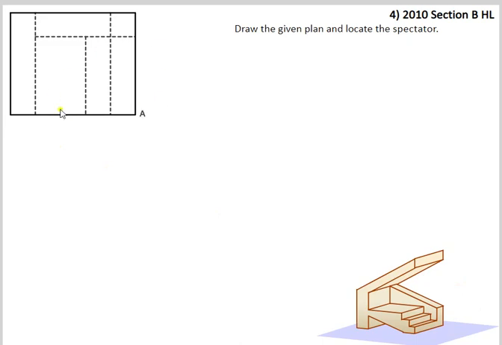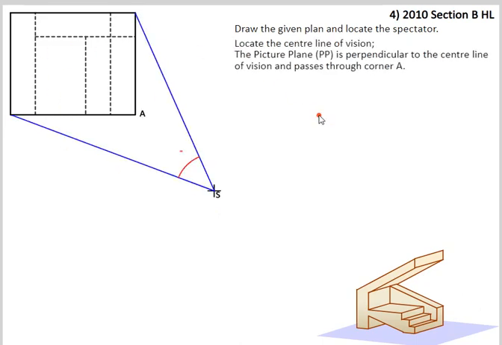So basically this here is the plan set up, spectator, then picture plane, and the picture plane very simply is brought through corner A here. So that means that this point here will be a true height, and also this point here will be a true height.